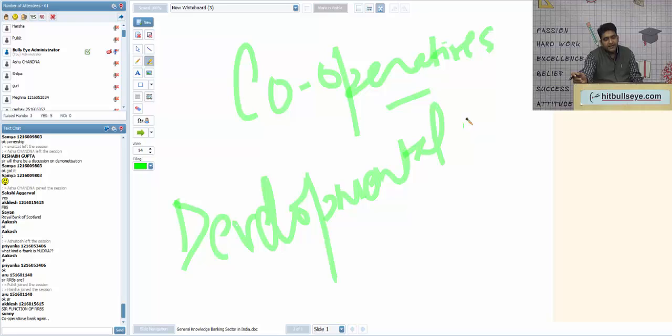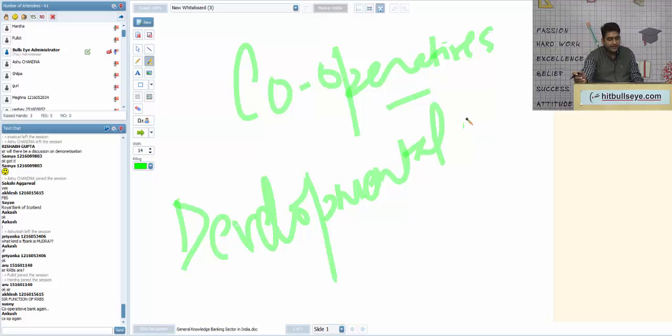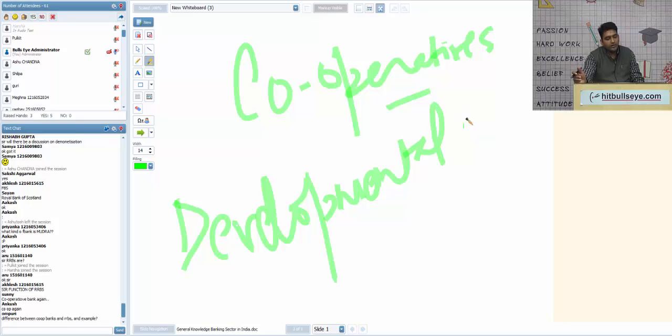RRBs have their limitation. Since they are rural banks, they try to provide banking facilities in the rural areas. Since we all live in an urban area, we are having most of the PSUs here. But the unbanked areas, or the areas which are further in depth of rural areas, also need banking services. So RRBs try to cater to the need of the rural people.